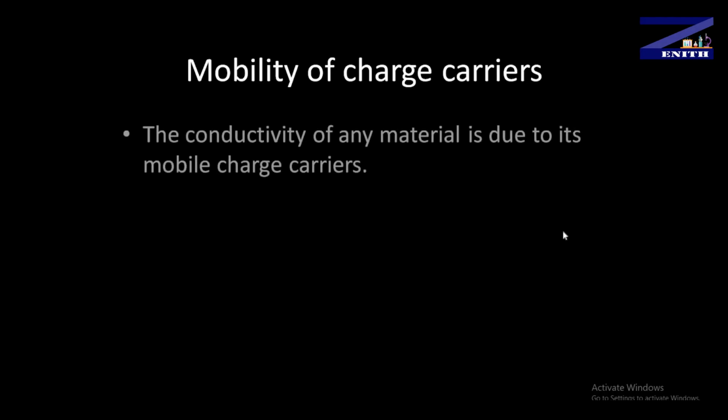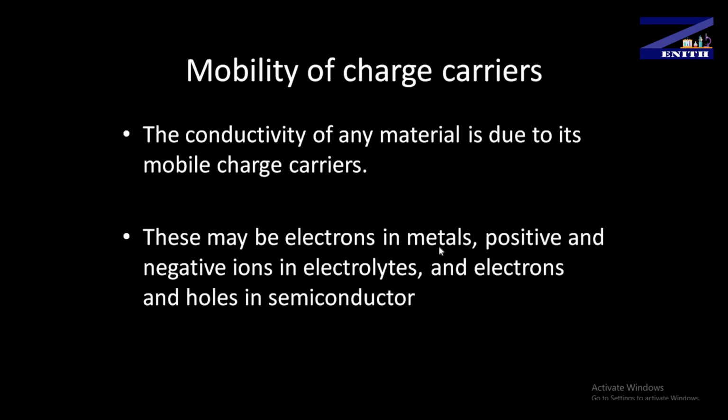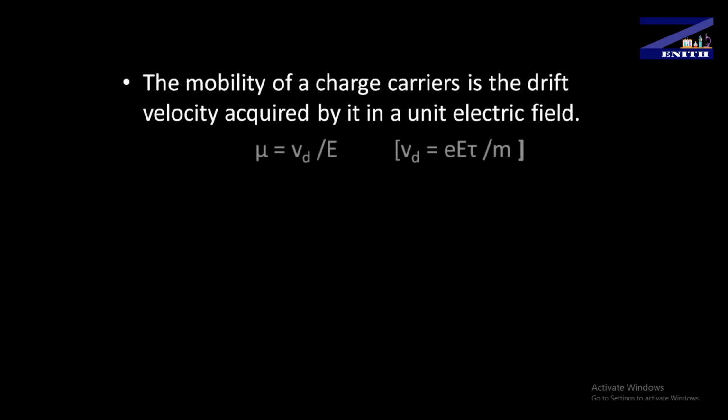The conductivity of any material is due to its mobile charge carriers, and these mobile charge carriers can be electrons in metals, positive and negative ions in electrolytes, and electrons and holes in semiconductors. The mobility of charge carriers is the drift velocity acquired by it in a unit electric field, and the mobility is denoted by mu equals Vd upon E, or we can say drift velocity upon electric field.